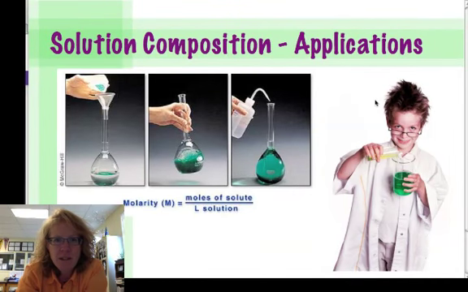Okay, so today's little video here, we're going to take a look at some of the ways that we use the concept of molarity in chemistry class. So this is based on the previous video stuff, using that idea of molarity, moles per liter. And now we're just going to talk about how that concept gets used.